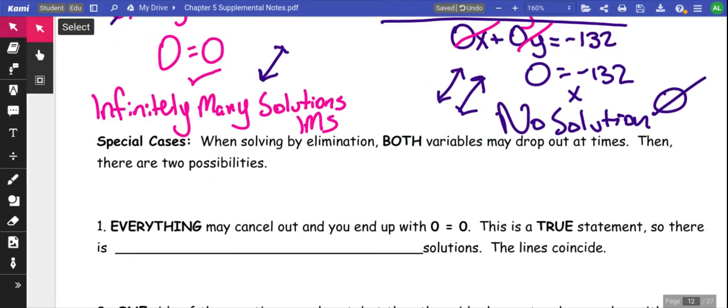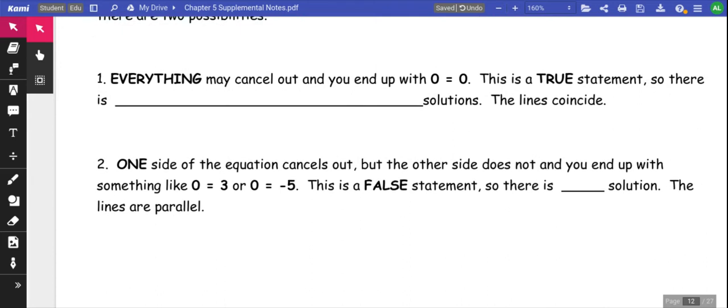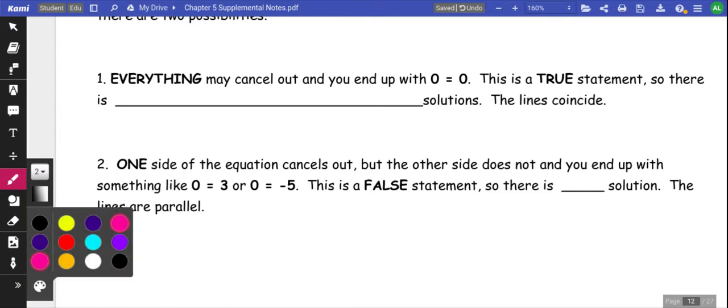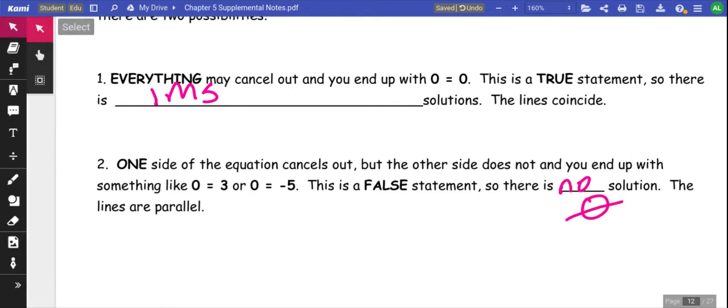Right? So here's all the same thing, just written out. Everything might cancel out, you end up with 0 equals 0. You know that's true. There are infinitely many solutions. It's the same line. Or if you have a false statement like that second one we just did, we have no solution. So just keep that in mind.